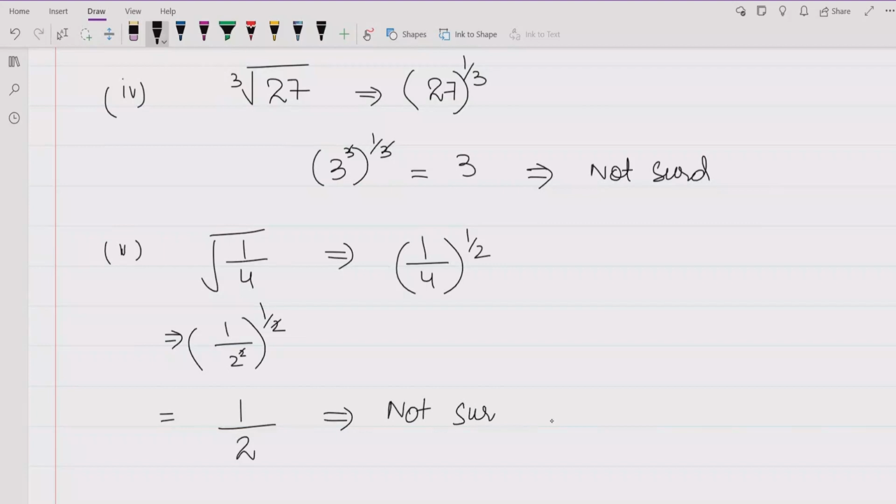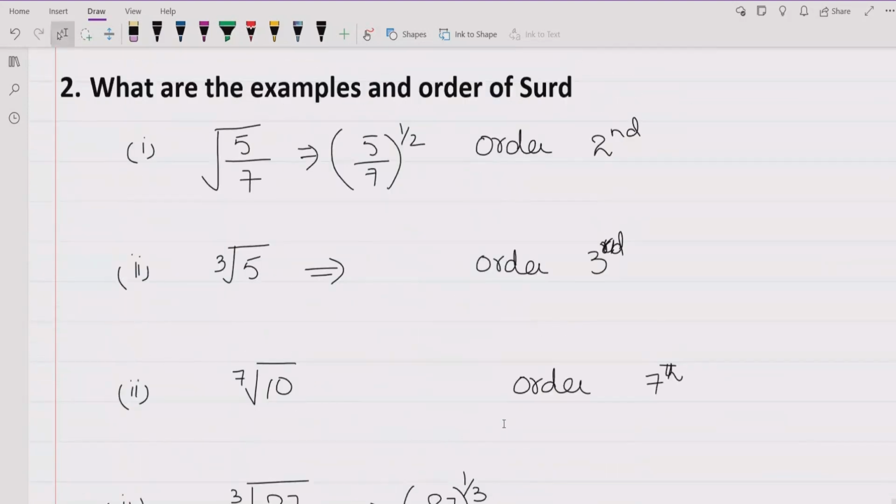So first you have to check whether the equation or expression is a surd or not. Like in the above 3 examples, this cannot be simplified in any way. So we have a radical sign, like here we have 5 upon 7. It cannot be simplified more. So this is a surd and the order is second. And if we have another example, root 5 which has index 3, it cannot be solved further.